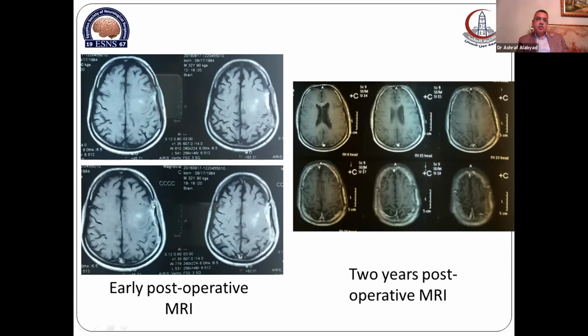This is his early post-operative MRI, and this is his 2 years post-operative MRI showing nearly no evident tumor, and he hasn't received any adjuvant radiotherapy. In fact, this patient stopped the medication on his own 1 year post-operatively, and he is now more than 3 years fit-free.